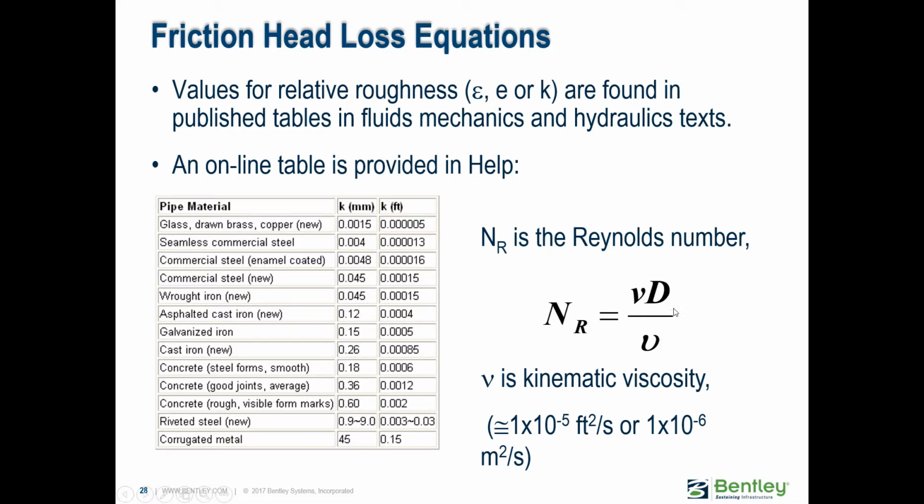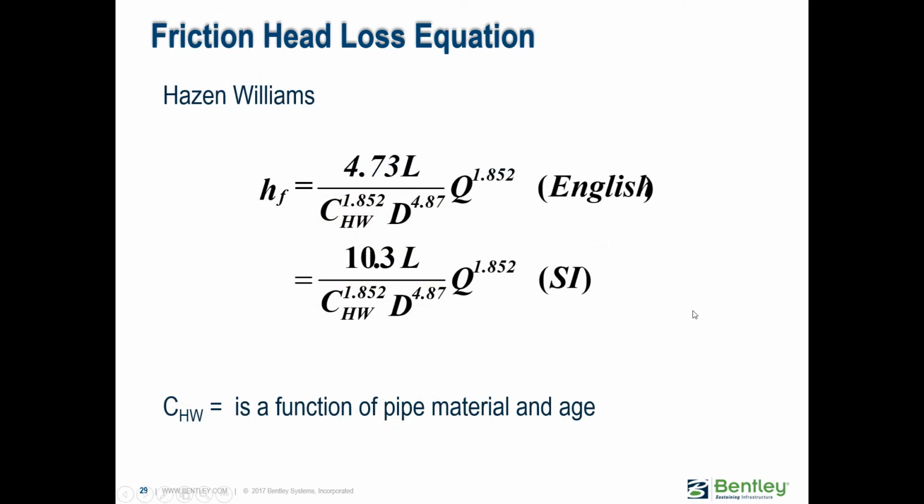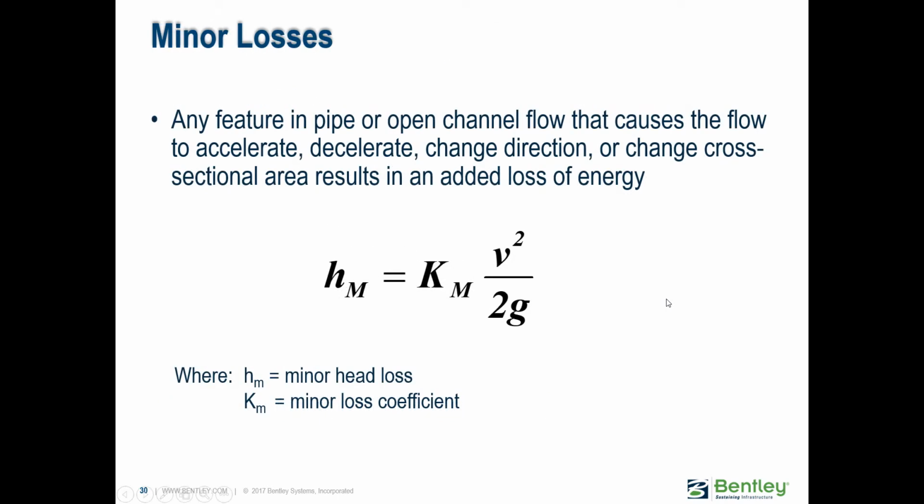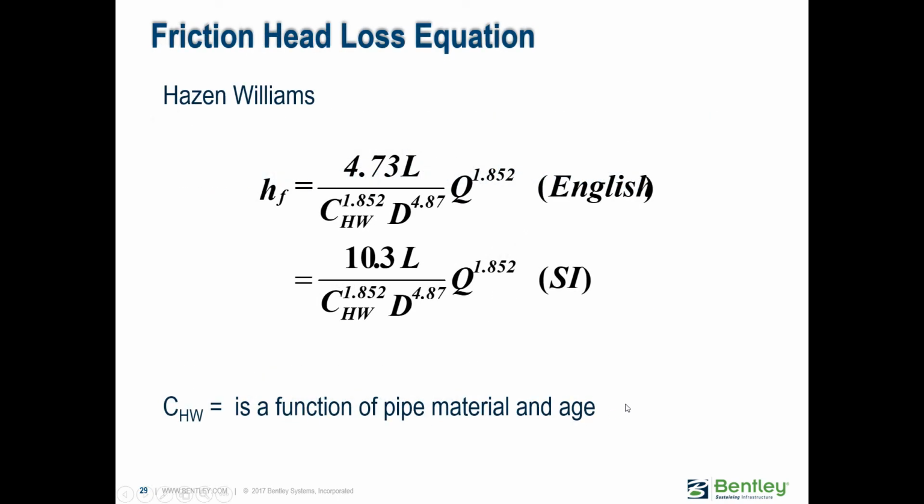So here are some examples of that relative roughness that you would use if you were using that friction method. And here is the Hazen-Williams friction head loss equation. This is used for pressured flows. And C is a function of pipe material, and again, you just look it up in a table.